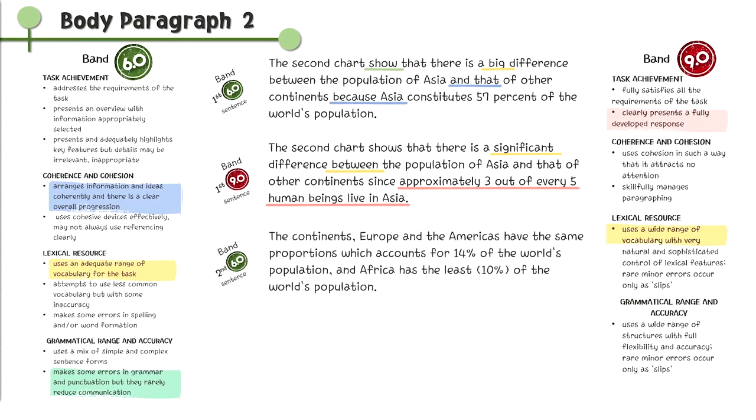The continents Europe and the Americas have the same proportions, which accounts for 14% of the world's population, and Africa has the least, 10% of the world's population. In the Band 6 second sentence for the second body, the use of continents is not necessary. It will just make your essay wordy. The same proportion can be presented in a different way.